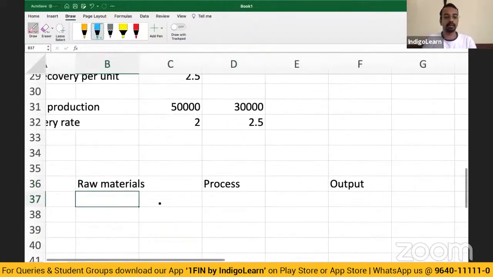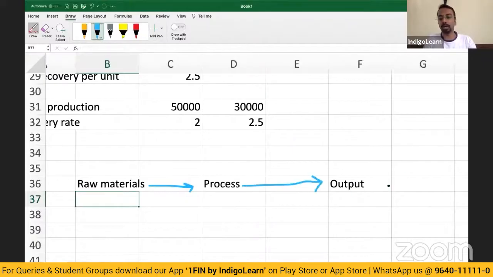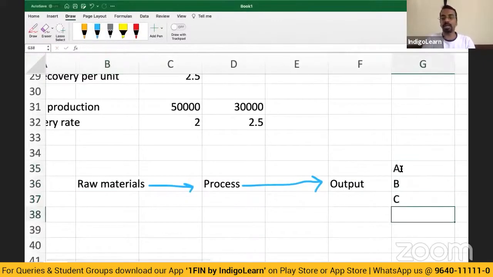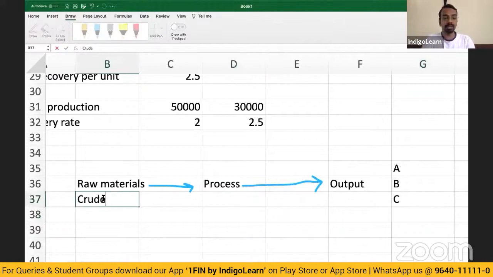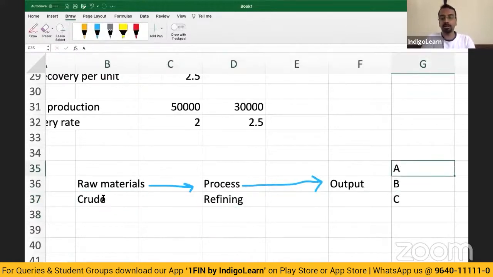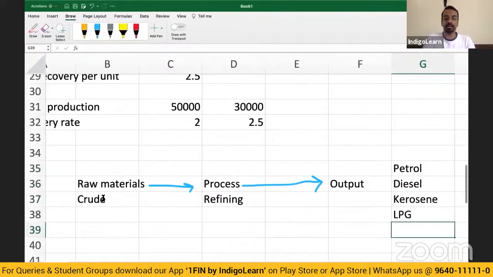So there are a set of raw materials which are put into a particular process, and then you get output. If you get more than one output, let us say product A, product B, product C, petrol, diesel, LPG, kerosene, right? Where you process crude, refining is the process, and what do you get? Petrol, diesel, kerosene, LPG, etc. Right?